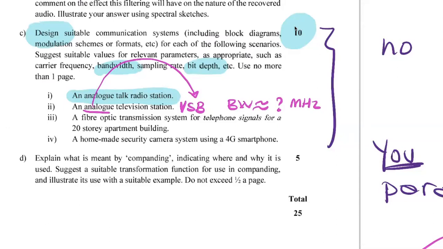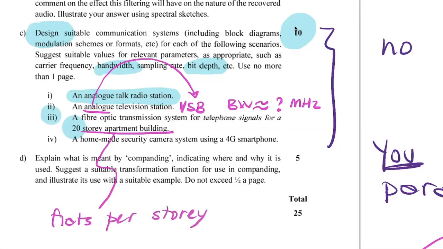For part 3, we're told that there are 20 stories in an apartment building. So you need to give a realistic assessment. How many flats per story? What's a realistic number? 1, 2, 50? What's a realistic number of flats per story? You need to come up with that, okay? That's what a design exercise is.